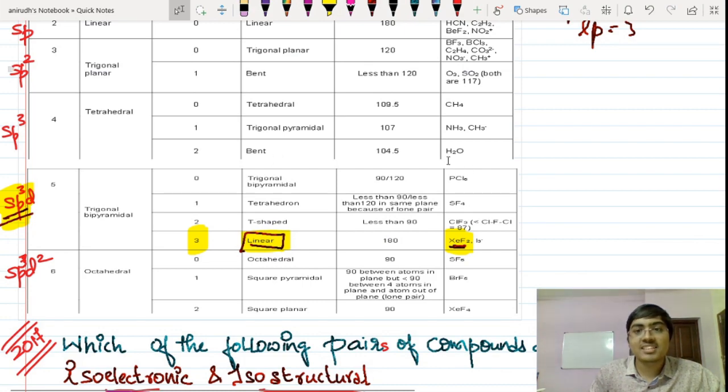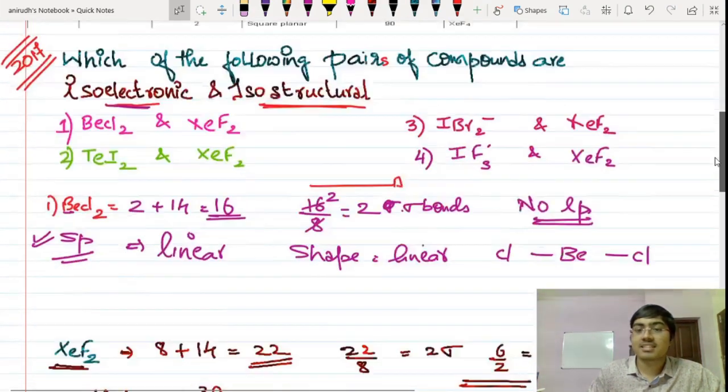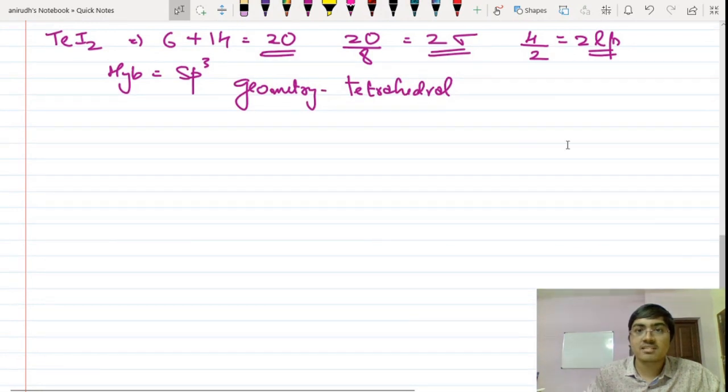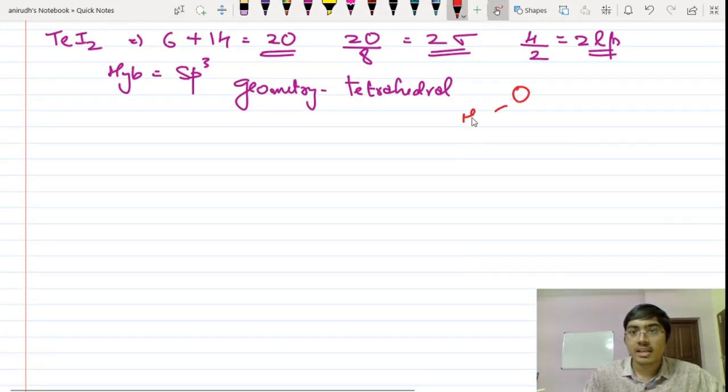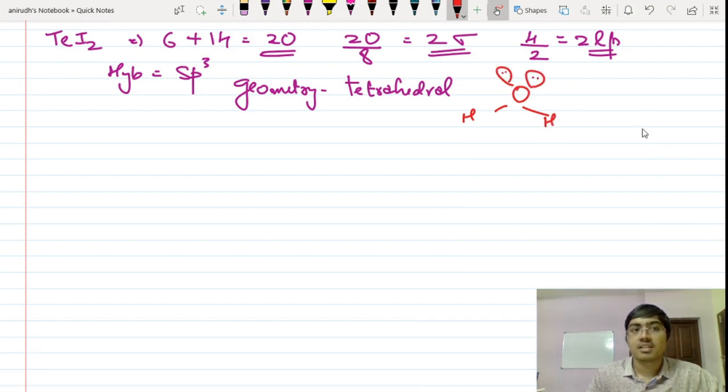Just see this particular example, water. Yes, exactly. This has a structure which is exactly similar to water, isn't it? Water is O, H and H. There are 2 lone pairs of electrons on oxygen. Similarly, here tellurium is the central atom. Remember, oxygen and tellurium fall under the same group, group 16.